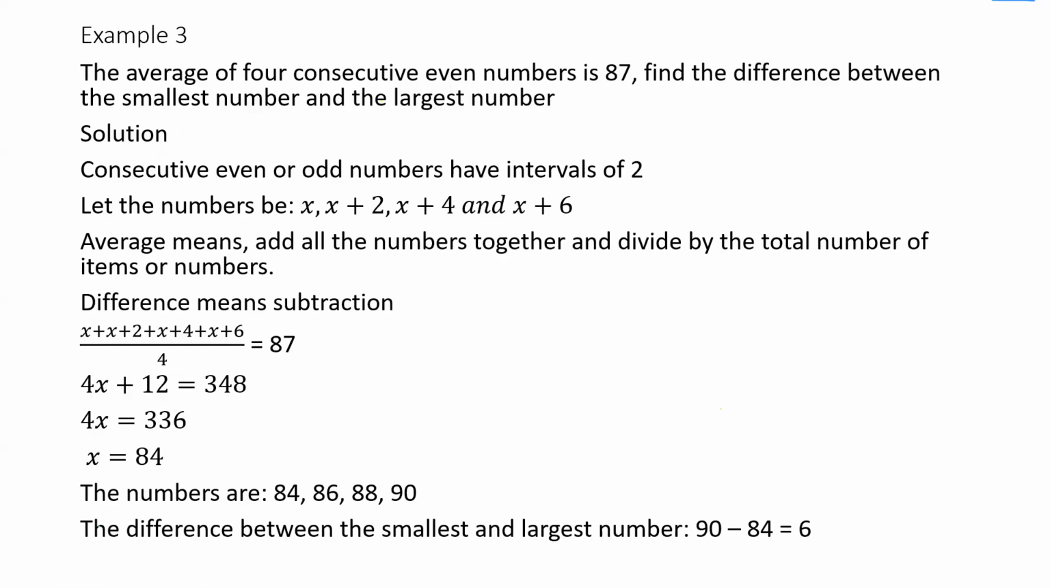Let's see the third example. I want Ellen to read that example for me. Ellen. Is Ellen around? Ellen, read it for us. Example 3: The average of 4 consecutive even numbers is 87. Find the difference between the smallest number and the largest number.